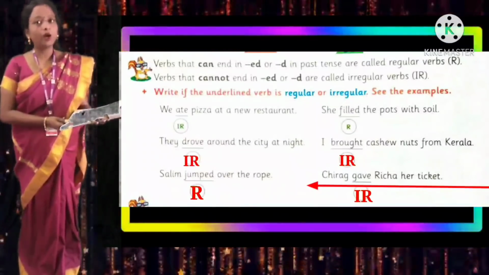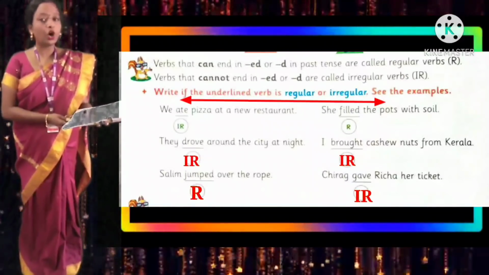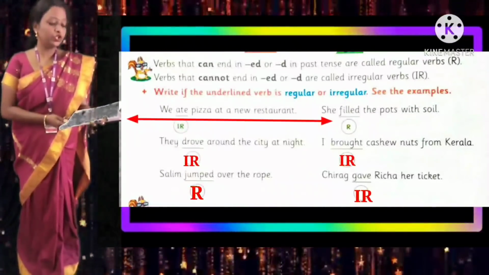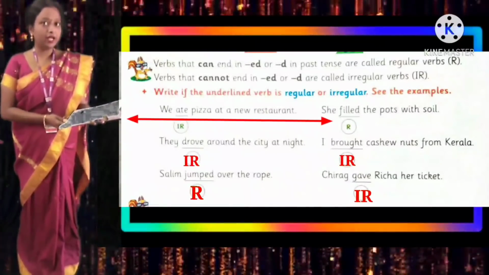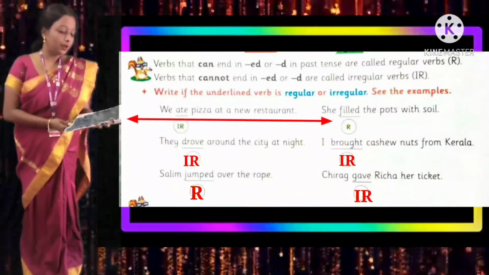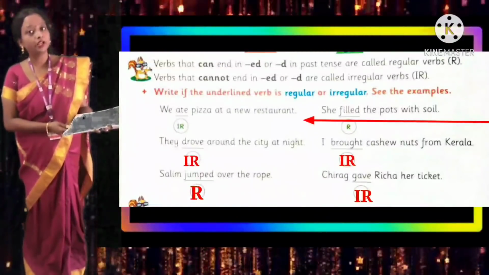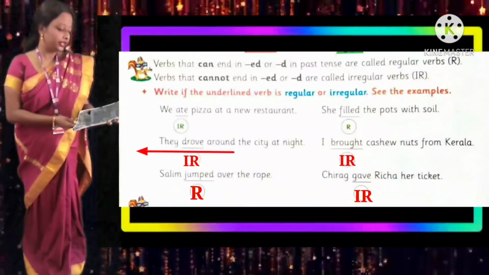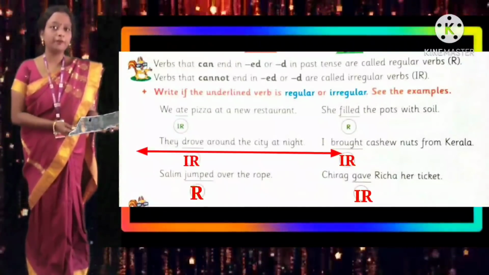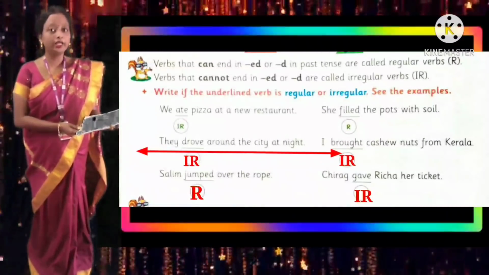Okay. Now again I'll explain this exercise. Write if the underlined verb is regular or irregular. See the examples. We ate pizza at a new restaurant. Here, ate is an irregular verb. She filled the pots with soil. It is a regular verb. Now, they drove around the city at night. This is an irregular verb because drove, the spelling has changed, but we didn't add ed or d.